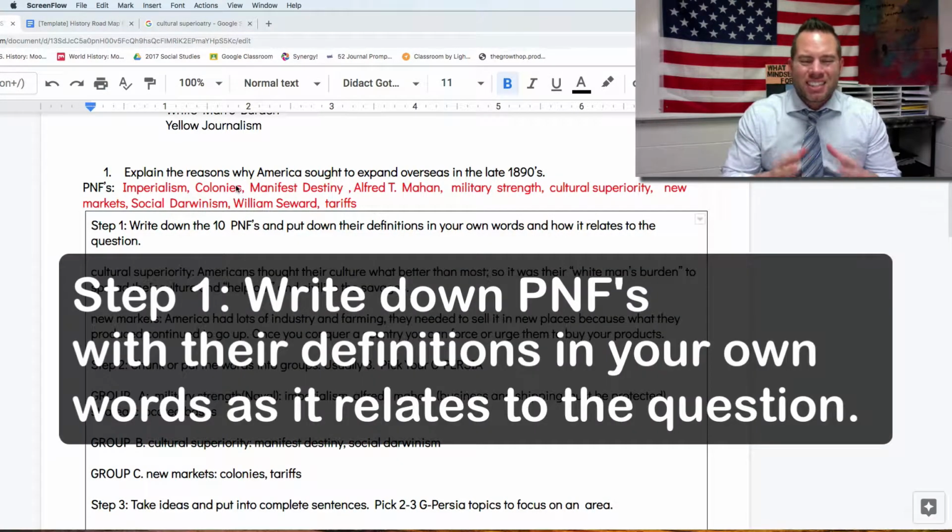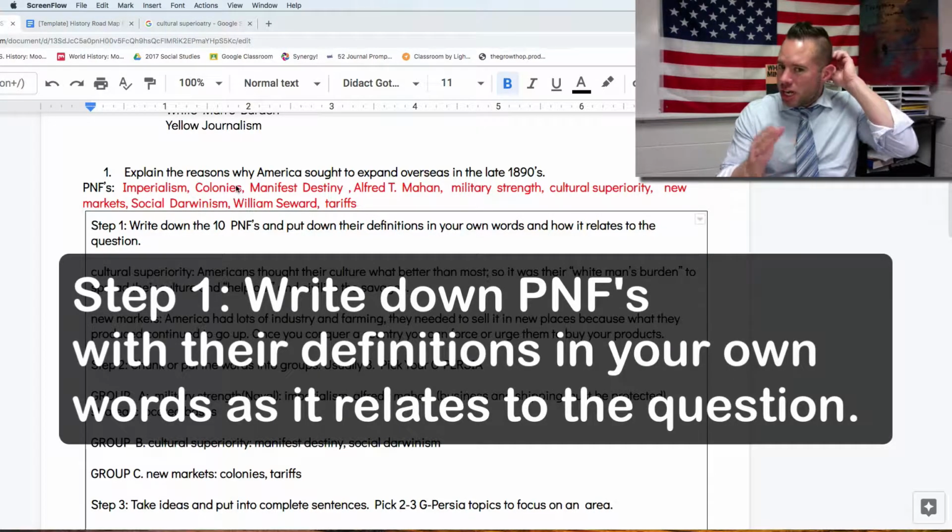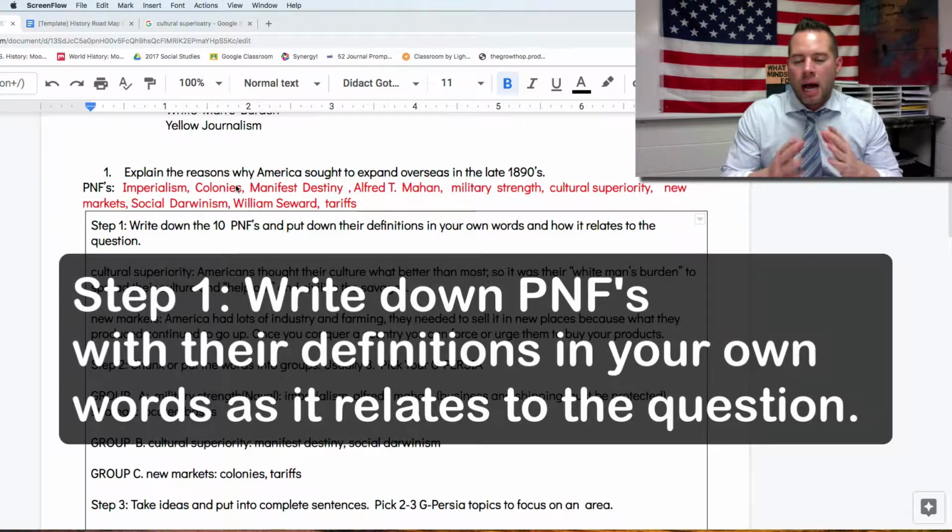So the first step, step 1, that we want to do is write down the PNFs and put down their definitions in your own words and how it relates to the question. So if you're not sure what to do, that's what I want to see you guys do. So before you come to me or Mr. Davis or another teacher and ask for help, write down the words, all the PNFs, and try to put down their definitions in your own words. So I gave you guys 2 examples here.